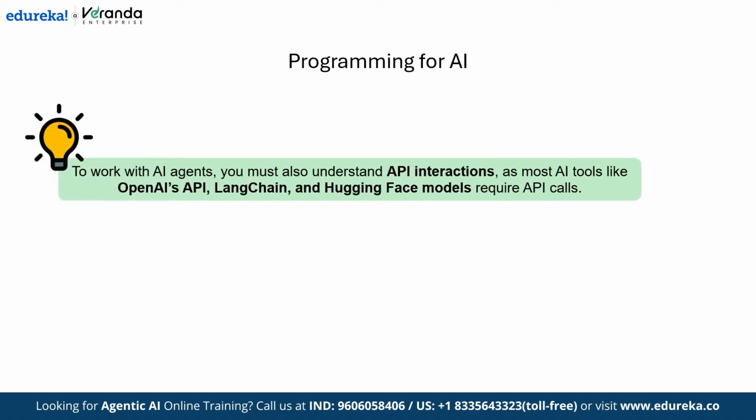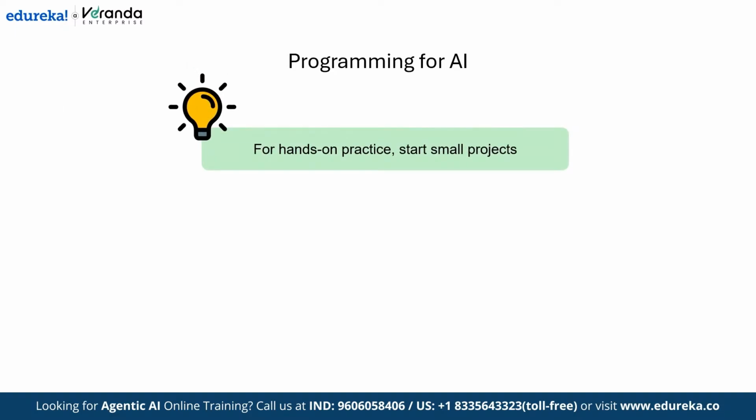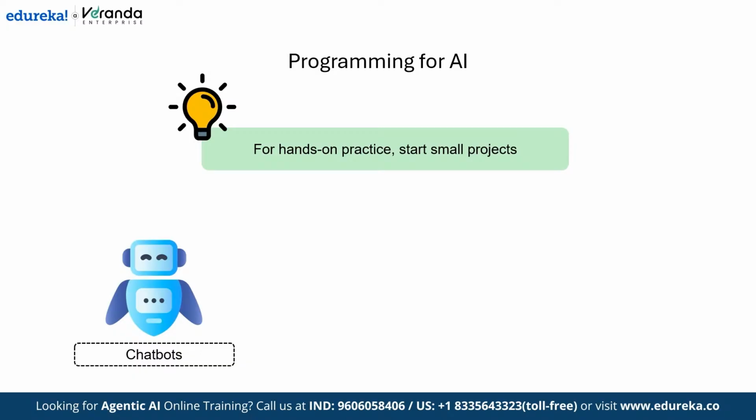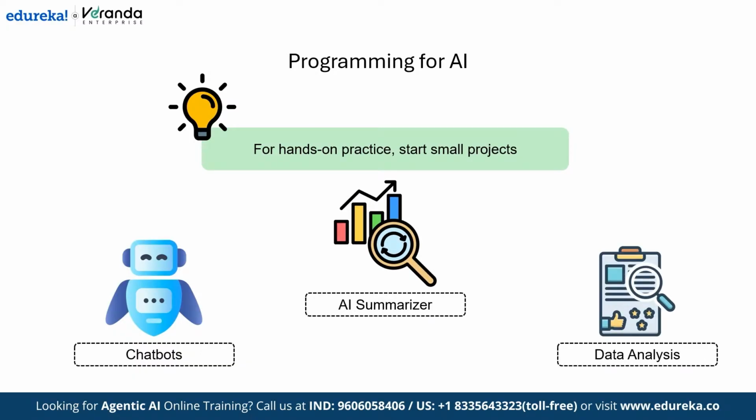To work with AI agents, you must also understand API interactions, as most AI tools like OpenAI's API, LangChain, and Hugging Face models require API calls. Additionally, learning automation with FastAPI, Flask, and web scraping can help you integrate AI into real-world applications. For hands-on practice, start small projects like building a chatbot, creating an AI-powered summarizer, or automating data analysis.